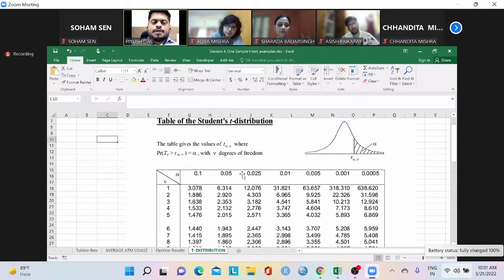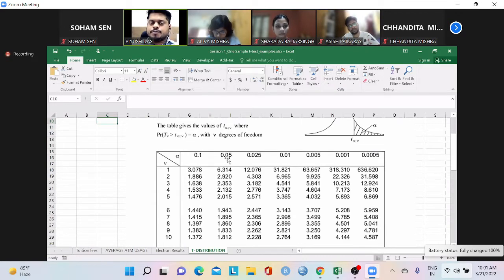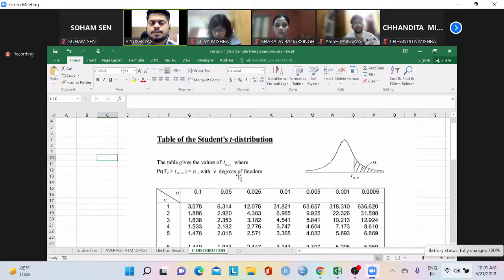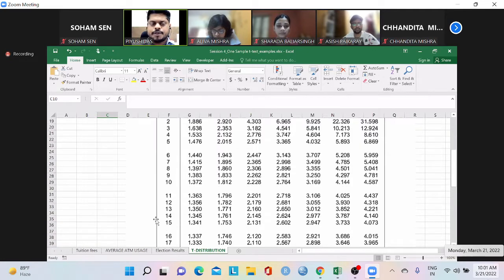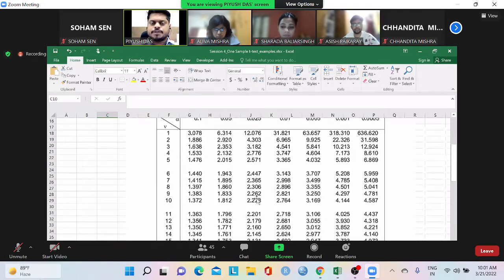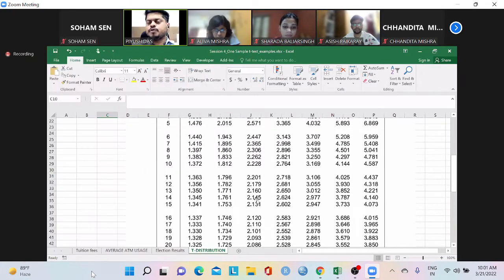So I'll go to the t distribution. In t distribution, do not look into 0.05, look into 0.025, right? What will be my degrees of freedom? Degrees of freedom is 15 minus 1, 14. So what will be my value? 0.025, that is 2.5 percentage, 2.145.